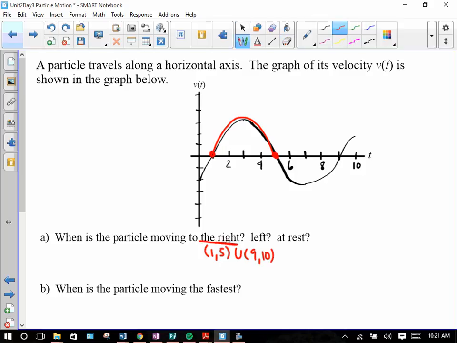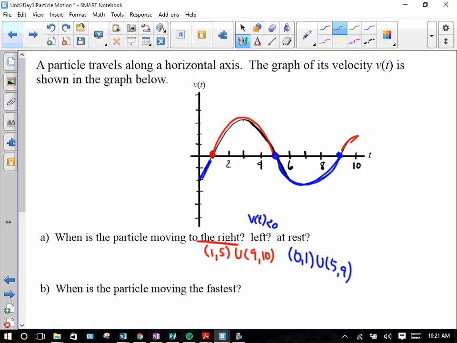So it's moving to the left when our velocity function is less than 0. So when is our velocity less than 0? Well, it's less than 0 from 5 to 9. And from 0 to 1. So we move left from 0 to 1, and from 5 to 9. Okay.